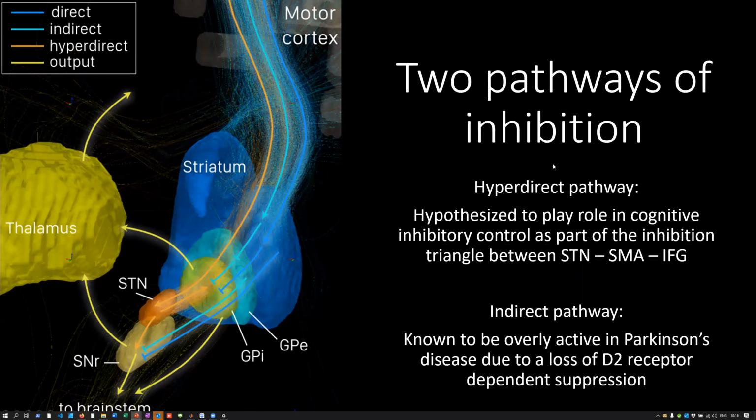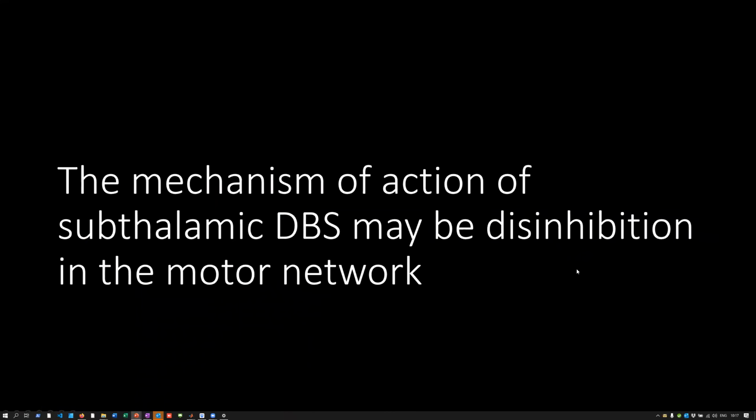And the subthalamic nucleus itself is part of at least two pathways of inhibition. One is the hyperdirect pathway and one is the indirect pathway. The hyperdirect pathway has been hypothesized to play a role in cognitive inhibitory control as part of an inhibition triangle between the subthalamic nucleus, the supplementary motor area, and the right inferior frontal gyrus. But it's also part of the classic basal ganglia route, the indirect pathway, that is known to be overly active in Parkinson's disease due to the loss of D2 dopaminergic suppression of activity. So we believe that the mechanism of action of subthalamic DBS may be disinhibition in the motor network.